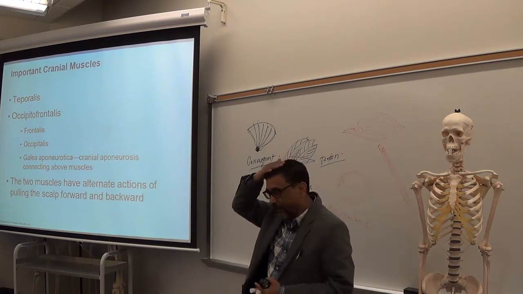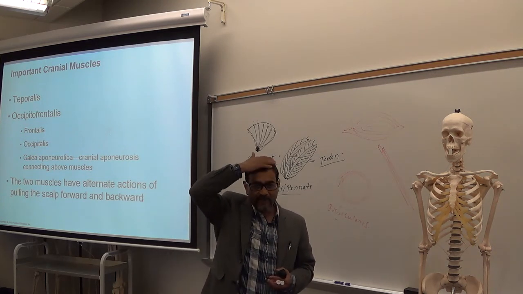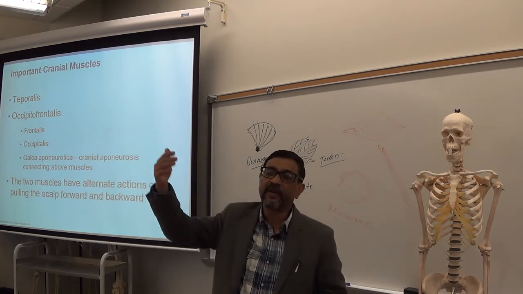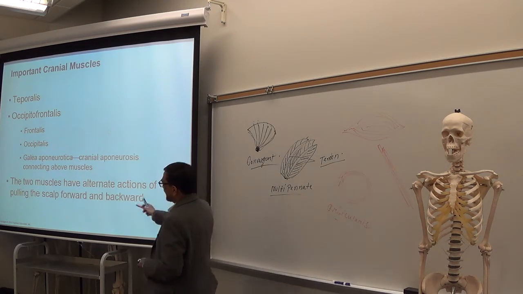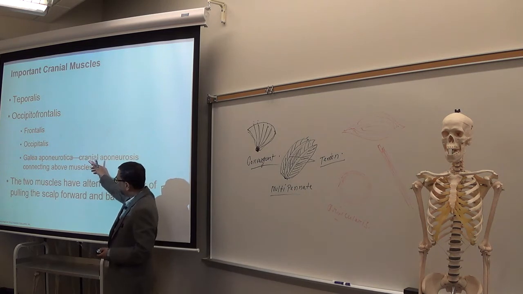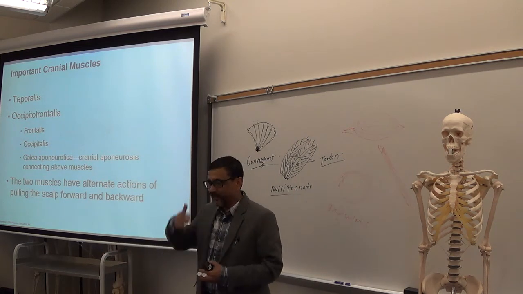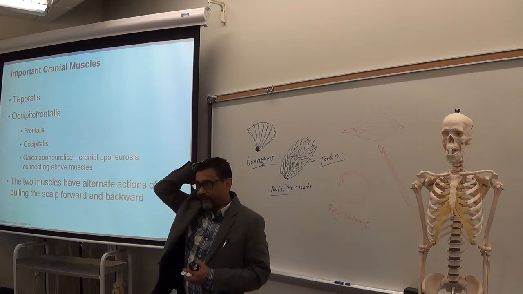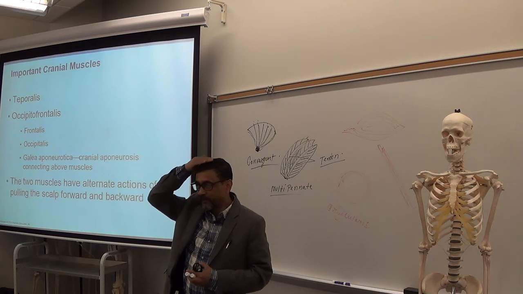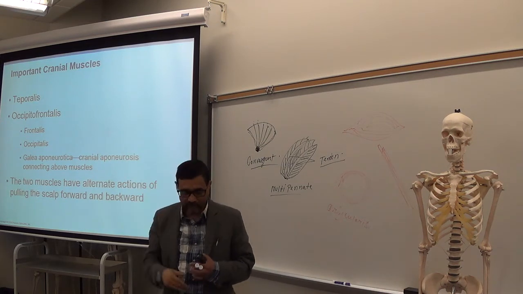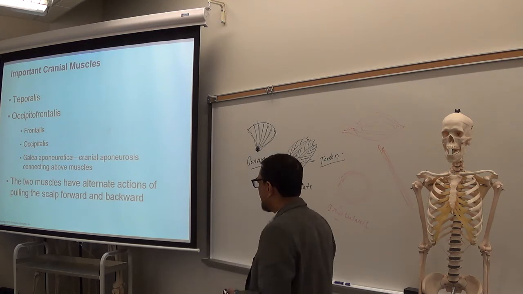They are connected by a white sheet that you have seen. That is called galea aponeurotica. Remember that? Or also called epicranial aponeurosis. So galea aponeurotica or epicranial or cranial aponeurosis. This muscle helps to move the scalp slightly. We can move the scalp a little bit forward, backward with the help of occipitofrontalis. Slight movement. Okay.